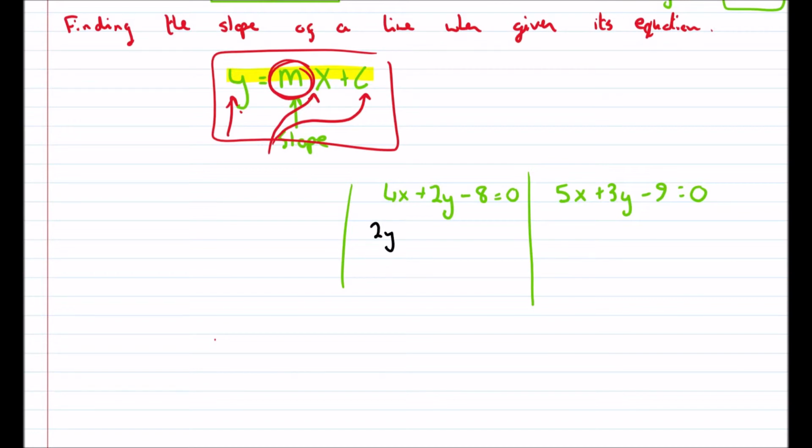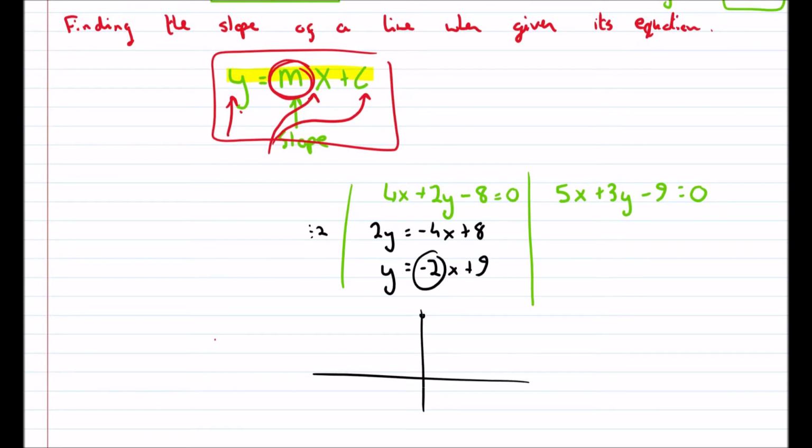We have our 2y on this side, everything else will go across, so that'll be minus 4x plus 8. Now remember, it has to be just a plus y here, but we have a 2, so we're going to have to divide everything by 2. So we'll divide by 2 on this side, we get y equals, and divide everything by 2 here, minus 2x plus 4. So what that means is, the slope is minus 2, so it's going to go down like that, and it's going to cross the y-axis at 4. So it's going to look something like this. There's 4, minus 2, something like that.